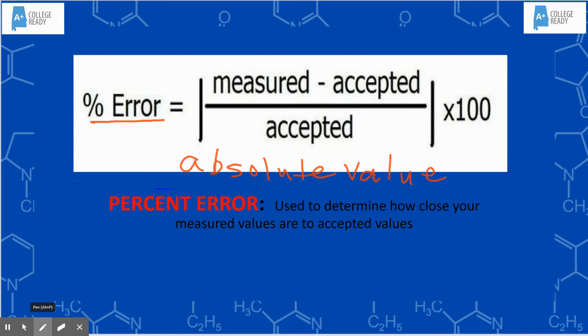So what you get in lab, that's your measured amount. The accepted value is what you would look up. You subtract those two, divide by the accepted, and that gives us our percent error. It's how close we are to the accepted or true value.